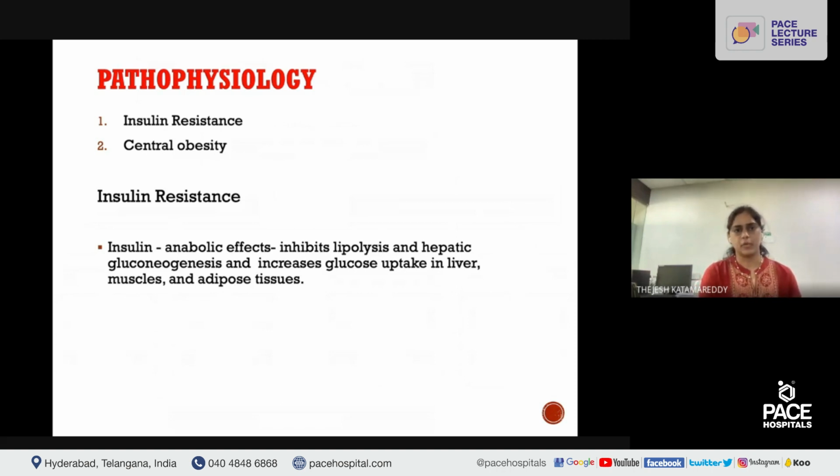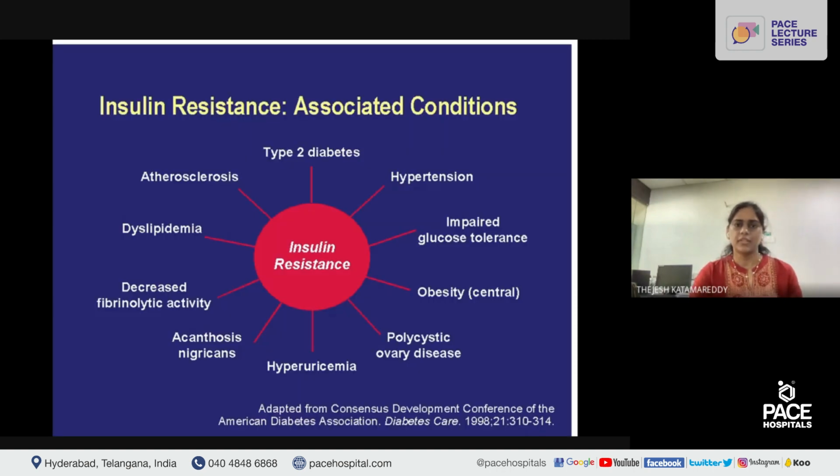Two main important factors are insulin resistance and central obesity. First we'll see insulin resistance. As we know, insulin is an anabolic hormone which inhibits lipolysis and hepatic gluconeogenesis, and it helps to increase glucose uptake in the liver and other peripheral tissues like muscles and adipose tissue, thereby decreasing the plasma glucose concentration. Insulin resistance leads to all these things like type 2 diabetes, hypertension, impaired glucose tolerance, obesity, polycystic ovarian syndrome, hyperuricemia, decreased fibrinolytic activities, dyslipidemias, and atherosclerosis.